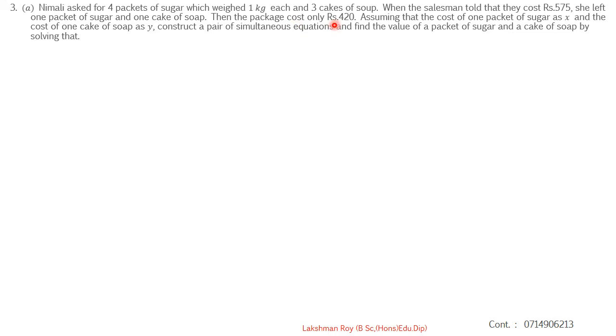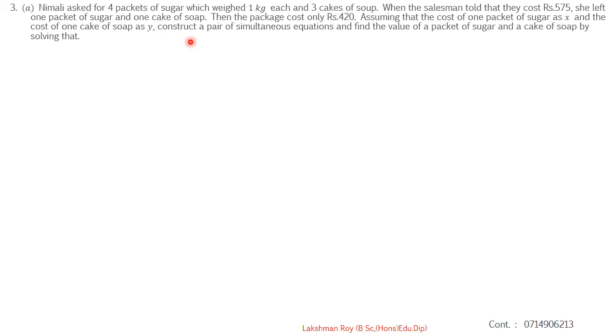Now assuming that the cost of 1 packet of sugar is X rupees and the cost of 1 cake of chalk is Y rupees, construct a pair of simultaneous equations. So using this pair of simultaneous equations, you have to find the price of a cake of chalk and a packet of sugar. Now this is a simultaneous equation question. So first you have to construct a pair of simultaneous equations. Then using those, you have to find the two unknowns.